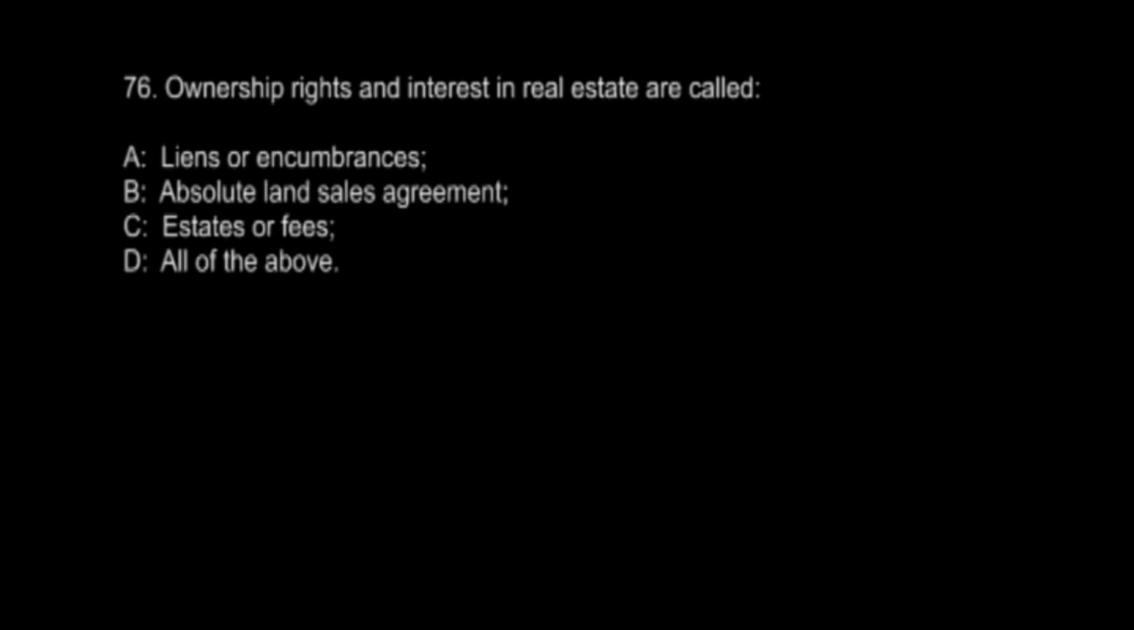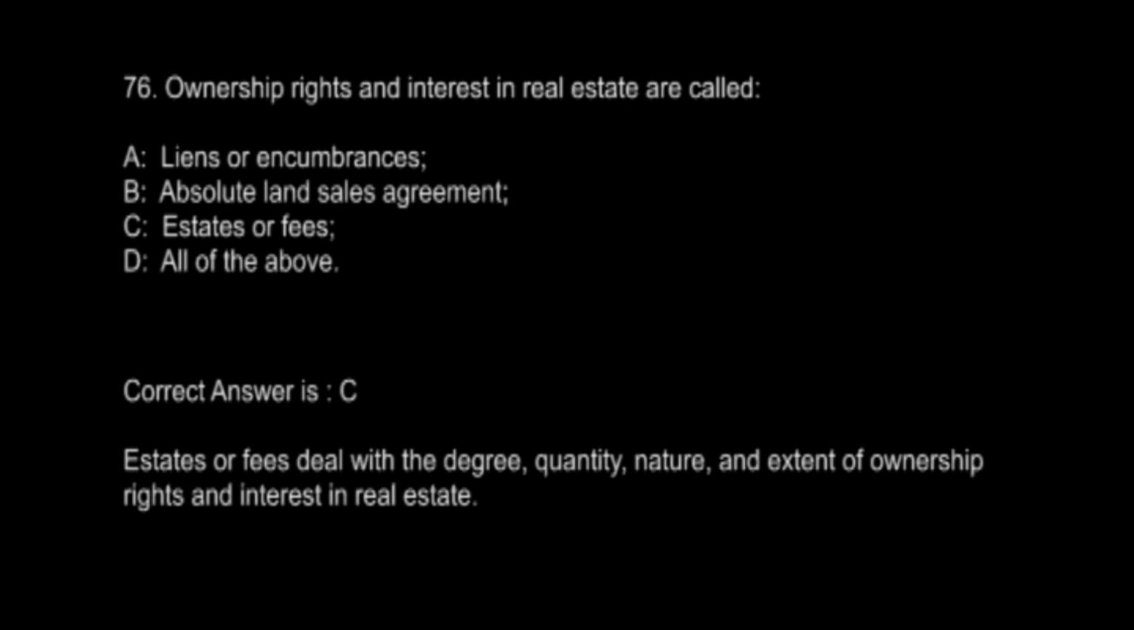76. Ownership rights and interest in real estate are called A. liens or encumbrances, B. Absolute land sales agreement, C. Estates or fees, D. All of the above. Correct answer is C. Estates or fees deal with the degree, quantity, nature, and extent of ownership rights and interest in real estate.